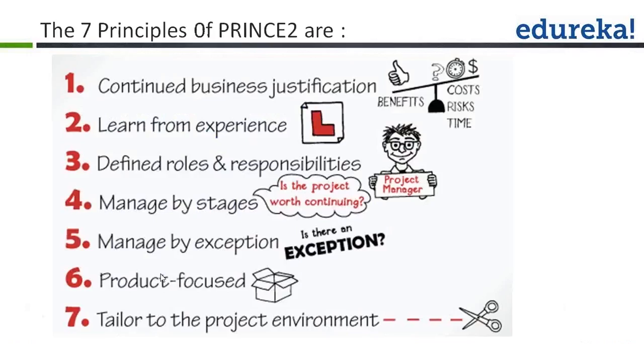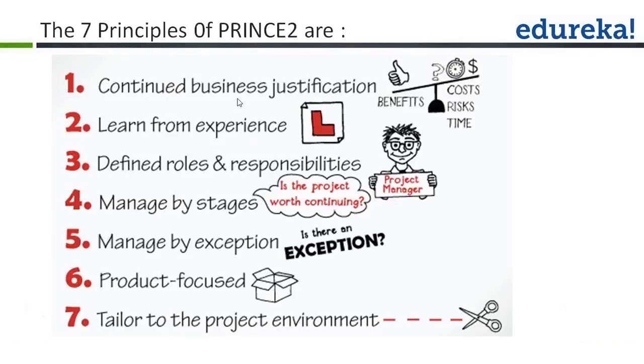Now the 7 principles are depicted in the slide in front of you. The first one is continued business justification. The second is learn from experience. Third is define roles and responsibilities. Fourth is manage by stages. Fifth is manage by exception. Sixth is focus on product. Seventh is tailor to suit the project environment. Now let's go through each of these 7 principles one by one.